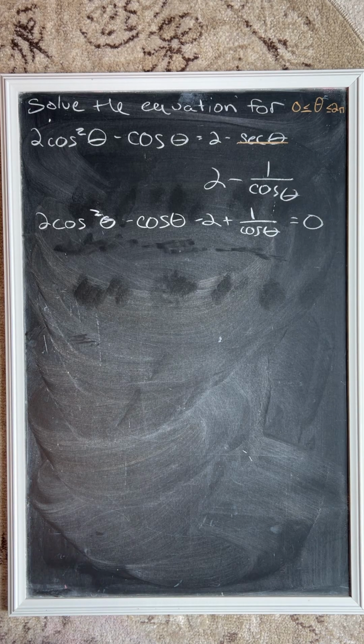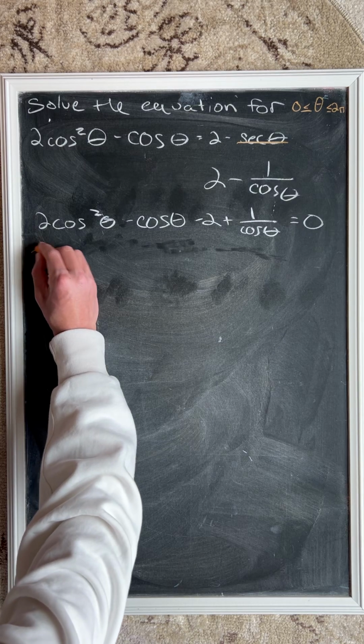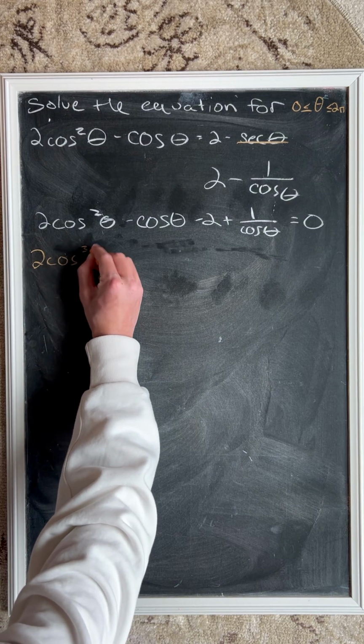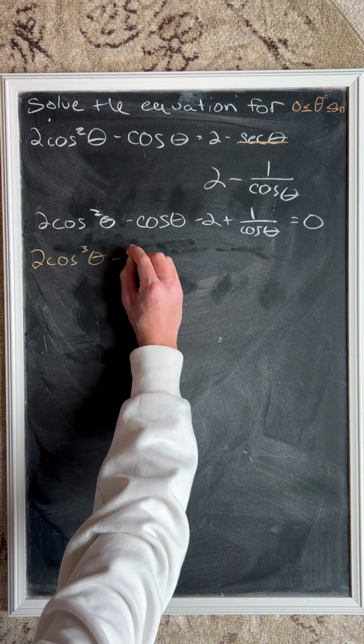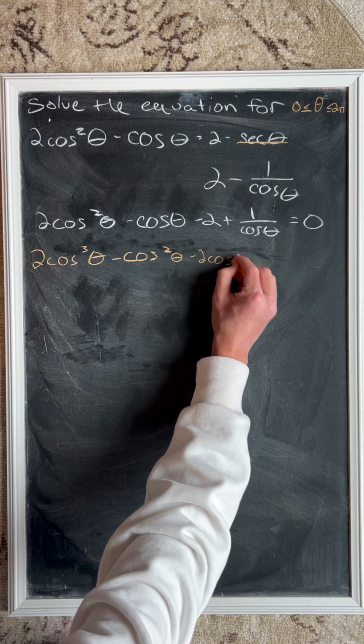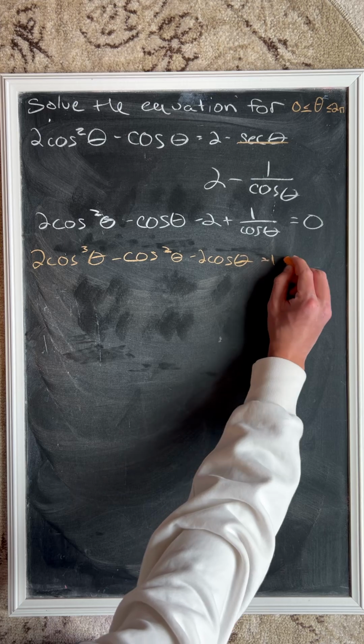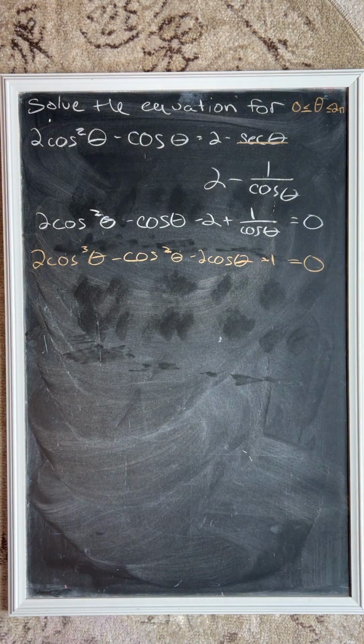So what we can actually do is multiply out by a cosine theta, so they're all positive powers of cosine theta. So 2 cosine squared of theta times cosine theta is equal to 2 cosine to the third power of theta. Then this turns into minus cosine squared of theta. This is minus 2 cosine theta. And this, the cosines actually cancel, so that just gives us 1. And now we have a cosine equation with a third power.